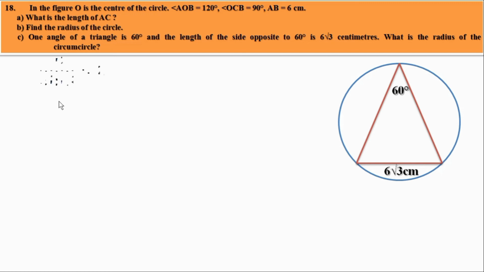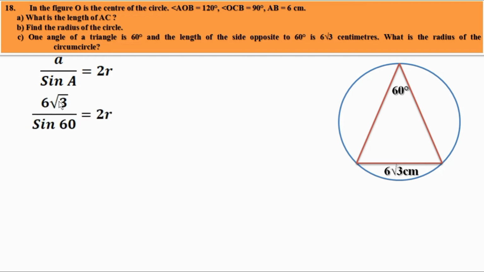We know a by sin A equal to 2R, where a is a side and capital A is the angle opposite to that. Here a is 6 root 3 and angle A is 60 degrees. So replacing, we will get 6 root 3 by sin 60 equal to 2R. Now the value of sin 60 is root 3 by 2. Replacing, we get 6 root 3 by root 3 by 2 equal to 2R.